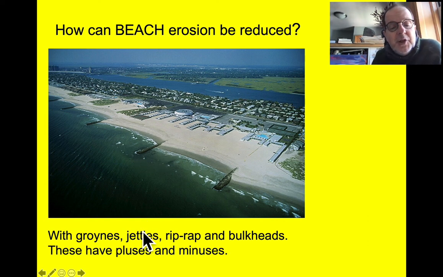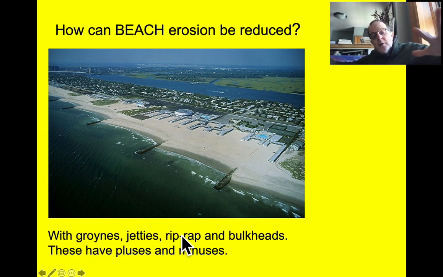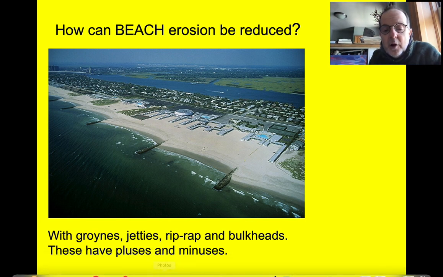You see this with jetties, sometimes riprap, which is along the shore, lateral, bulkheads, which are larger things. You can see those all around New York City. And they all have pluses and minuses in terms of maintaining the integrity of your beach.